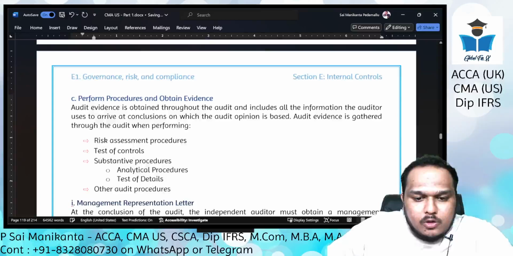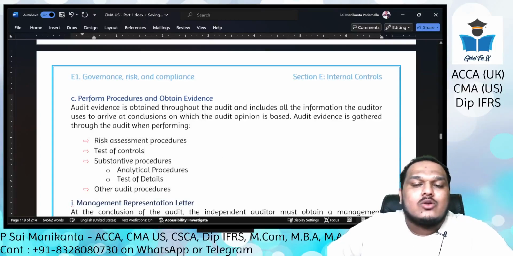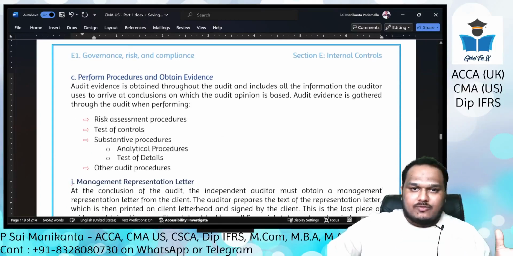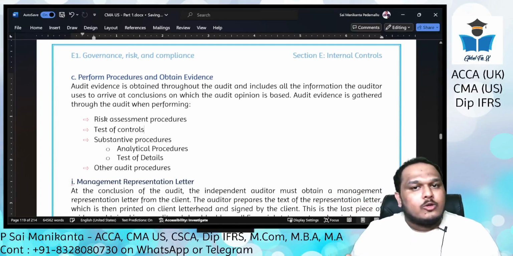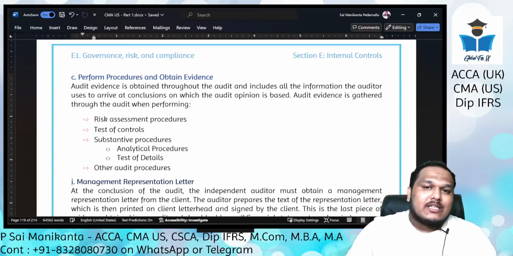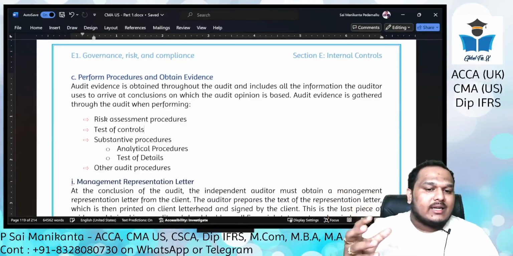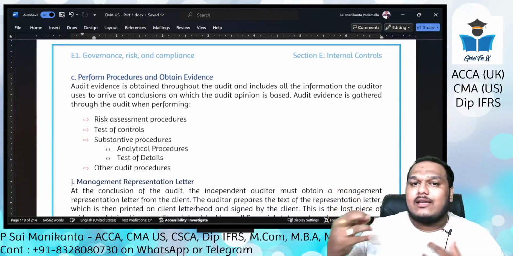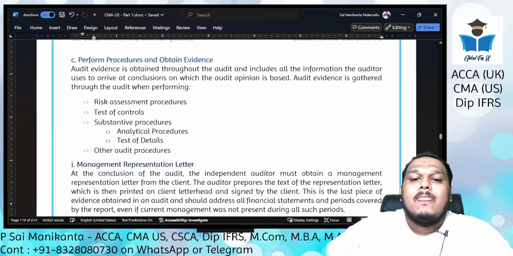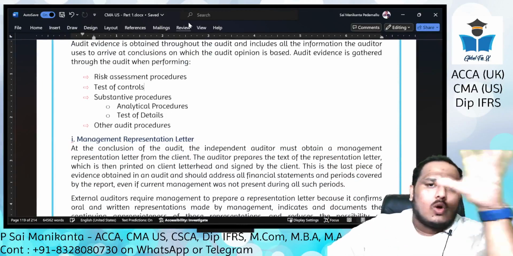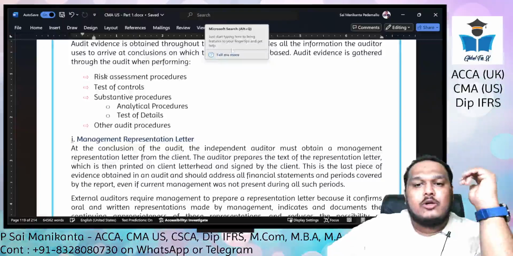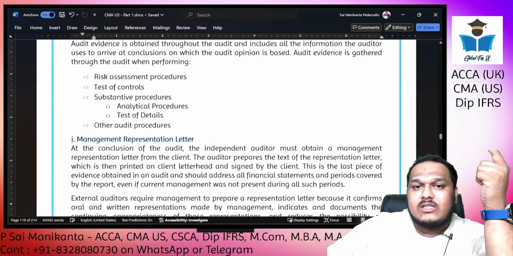So I hope you got the picture about what the auditor does to gather the evidences. First is test of controls. Then based on that, substantive procedures will be determined. First you do analytical procedures to identify the key areas or critical areas. Then do the test of details, gathering vouchers, verifications and all that stuff. So you get audit evidence through all this, but don't jump into conclusion immediately. You have one more step to do.